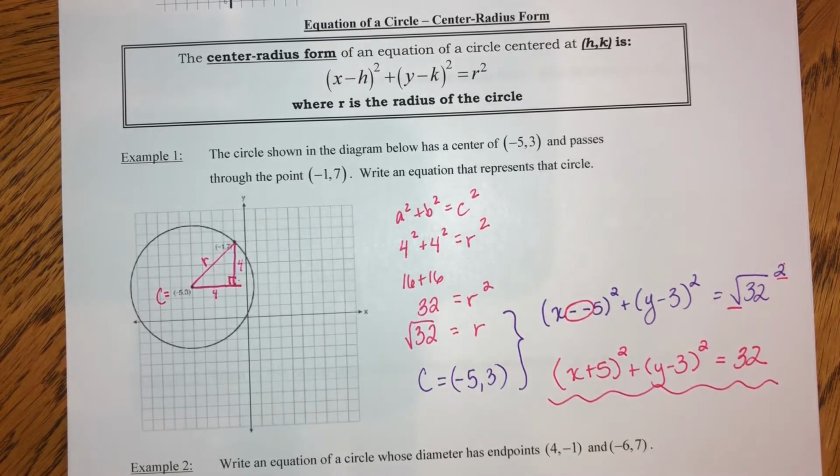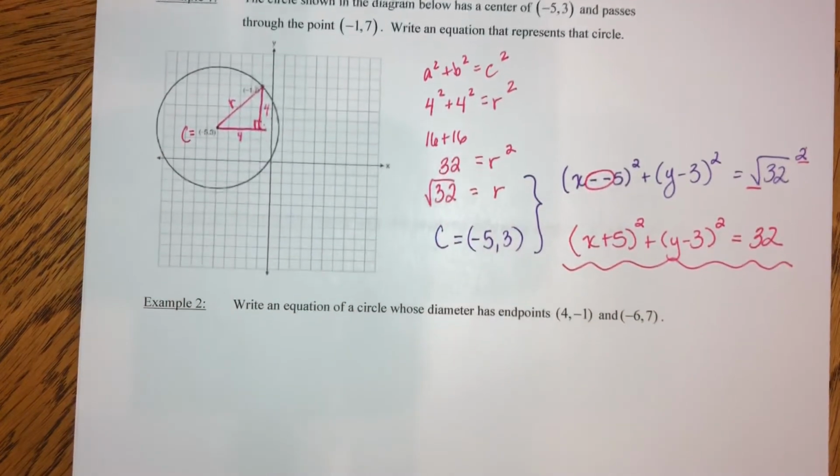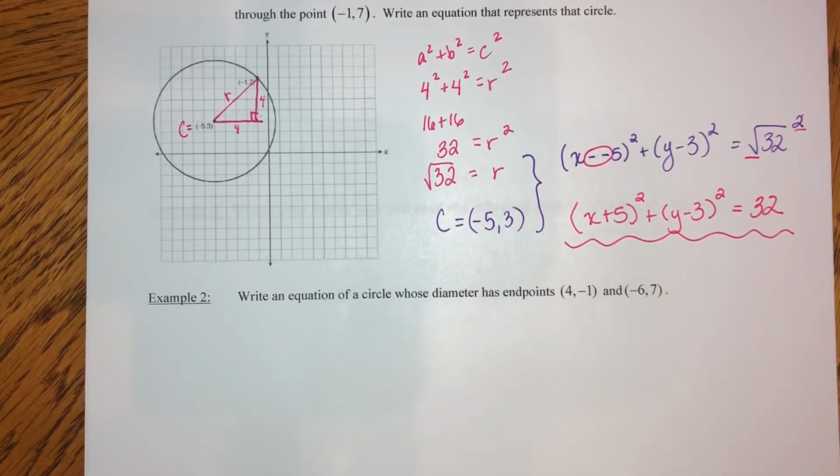Okay, and then they're giving us one more example that's just like that. They're telling us the diameter has certain endpoints, and we're supposed to write the equation of the circle. This one is a little bit more tedious. It's a little bit more algebra driven than the last one.